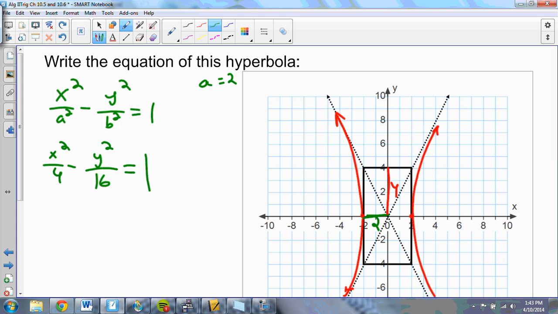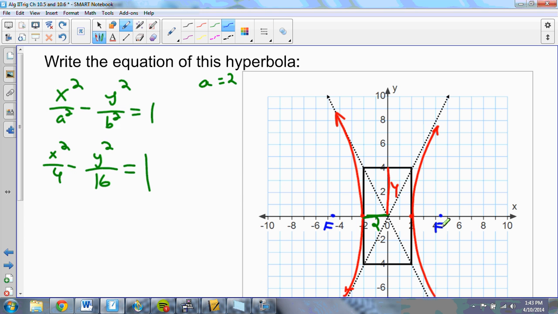Just switched. The foci are still going to be 4.5. That's not going to change. 1, 2, 3, 4.5. Those are still my foci, just now they're over here. And the asymptotes are still plus or minus 2x. And that's that.